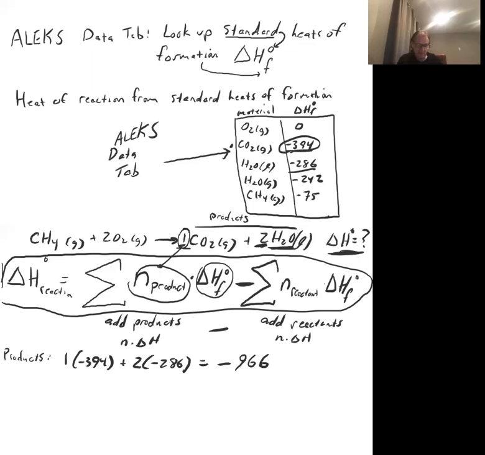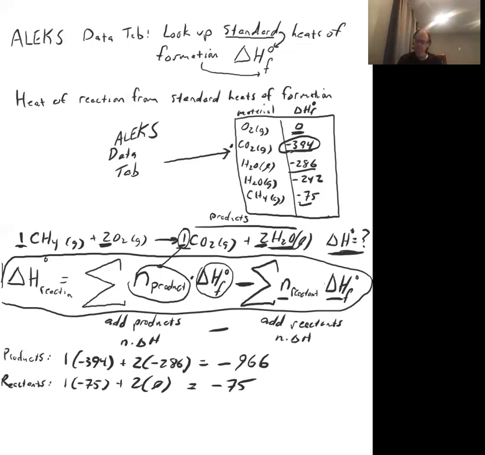Do the same thing for the reactants. N times delta H. So the reactants, there's a 1. CH4 is right here, negative 75. You got 2 for the oxygen, so 2. But oxygen is 0, so you can just put in a 0 there. That makes that easy. So you get minus 75.